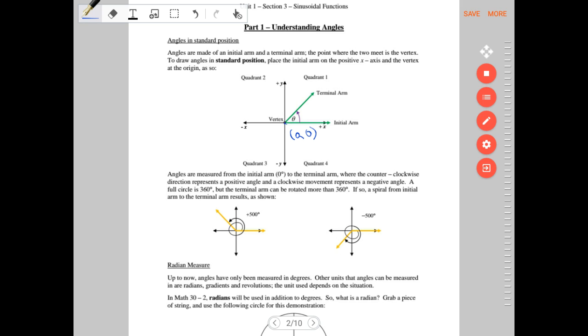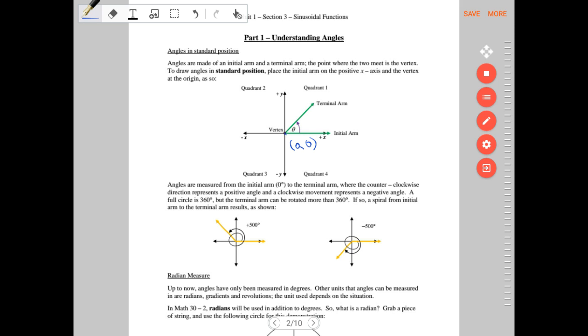Now, angles are measured from initial to terminal. So if you can see the purple arrow here, it's going from the initial arm to the terminal arm. Then if we say that the initial arm is 0 degrees, my angle would be going from here to here. So this would make this 90 degrees. And over here would be 180. And at the bottom, 270. And once you've completed back to the initial arm, we've gone a full 360 degrees.